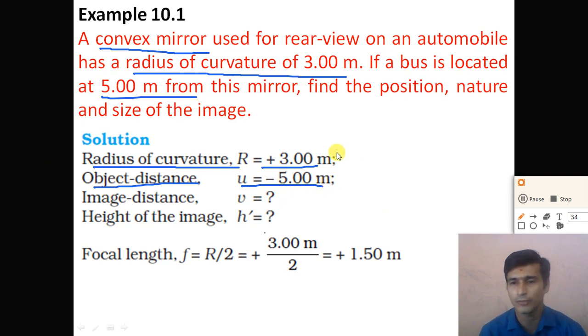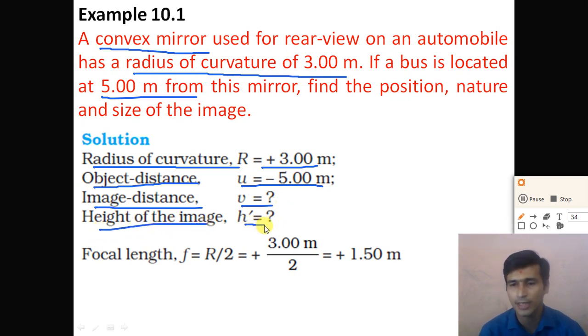Now what do we want to find? We want to find the position, nature and the size of the image. So we need to calculate the image distance v. We get at what distance the image will be formed, and the height of the image h dash.